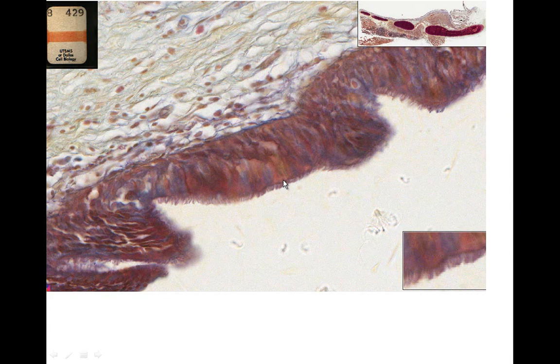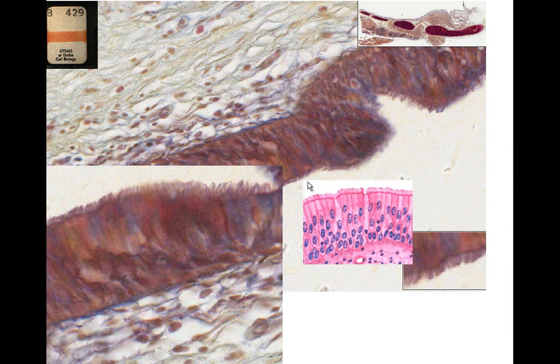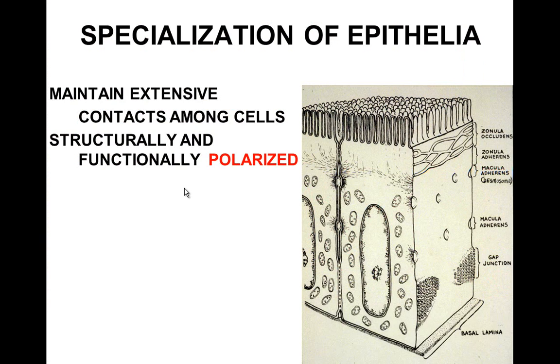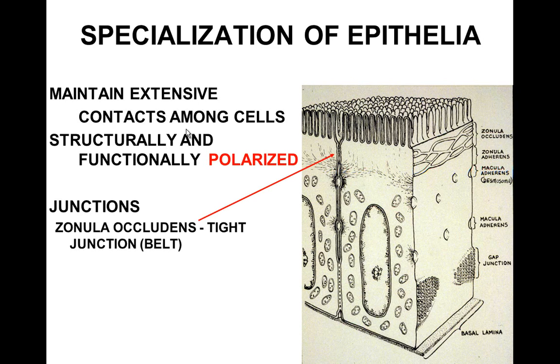So this is pseudostratified columnar epithelium, just like we've been describing, with ciliated cells on the surface and some goblet cells as well. Now, the epithelium is specialized, and it maintains that polarity, where it has a base and it has an apex, by junctions. And we can see the different types of junctions.